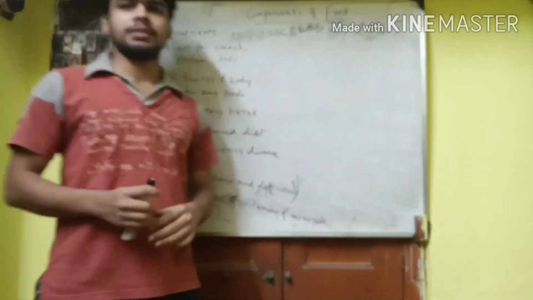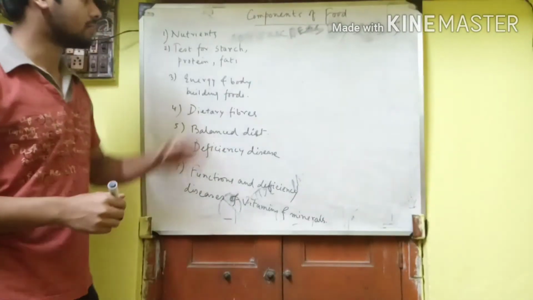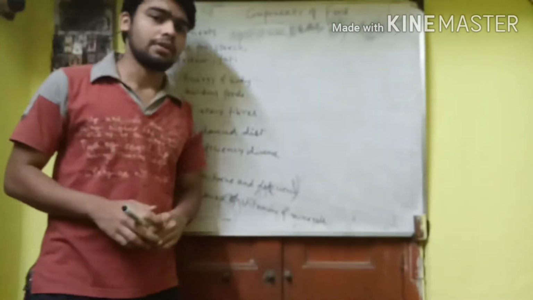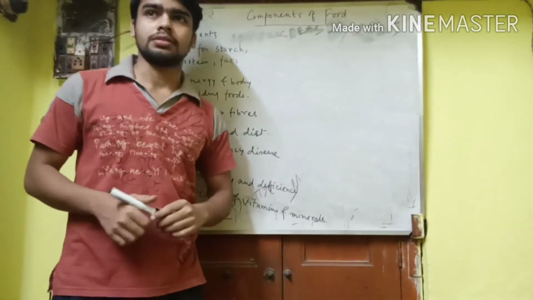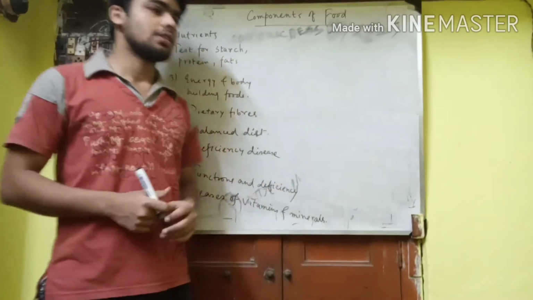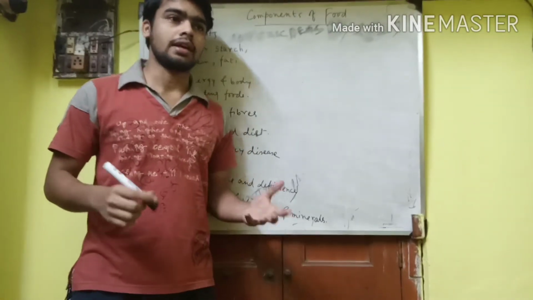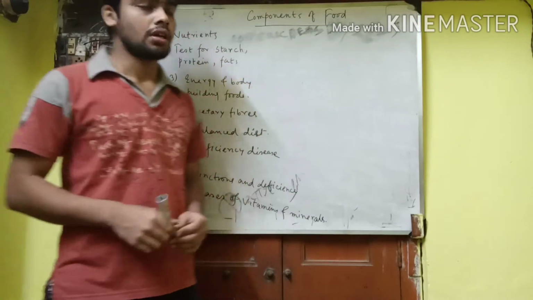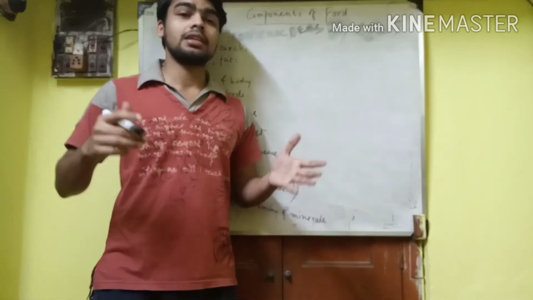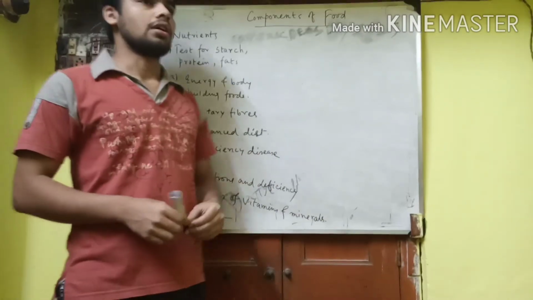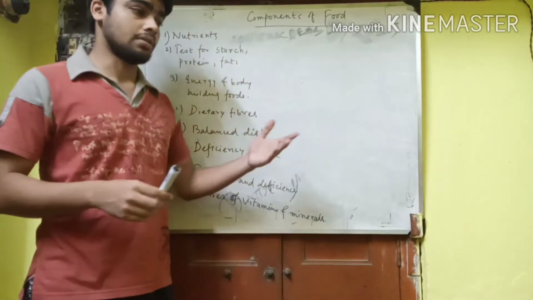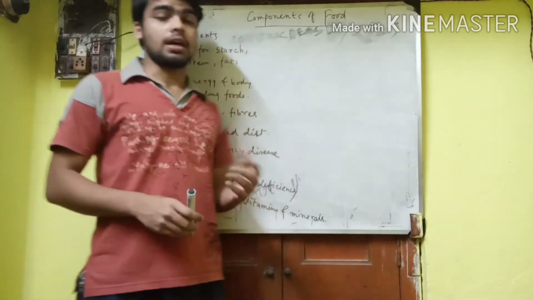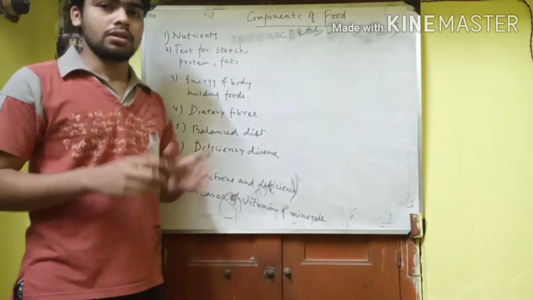So basically, what is a nutrient? Before entering the main part, we should be aware of nutrients. The food that we eat, why do we need food? First of all, the question that should arise in our mind is why should we eat food? The general concept is that food gives us energy, and we need energy, so we need food. But how the food gives us energy is going to be covered in this chapter.